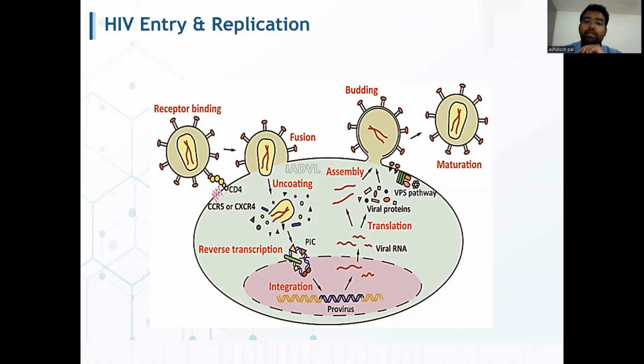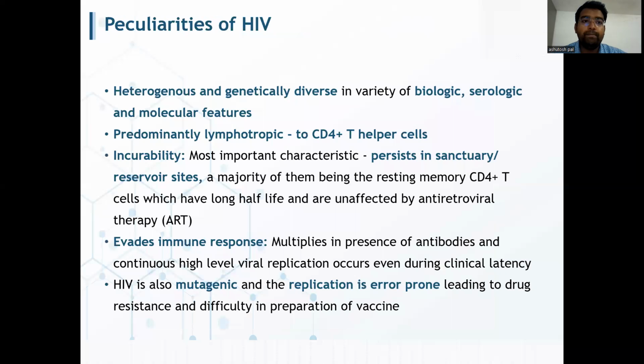Assembly takes place. The budding of the virus occurs from the surface of the cell, and then in the stage of maturation it departs and infects other cells. The peculiarities of HIV: it is heterogeneous and genetically diverse in a variety of biological, serologic, and molecular features. Predominantly it is lymphotropic to CD4 helper cells.